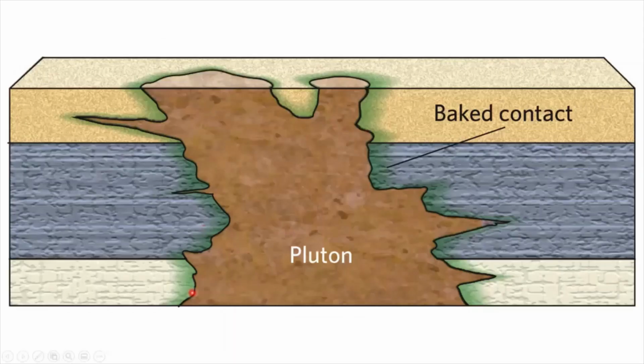So here's a good illustration. We have these different layers, and how do you tell what order they came in? What was the sequence of events?